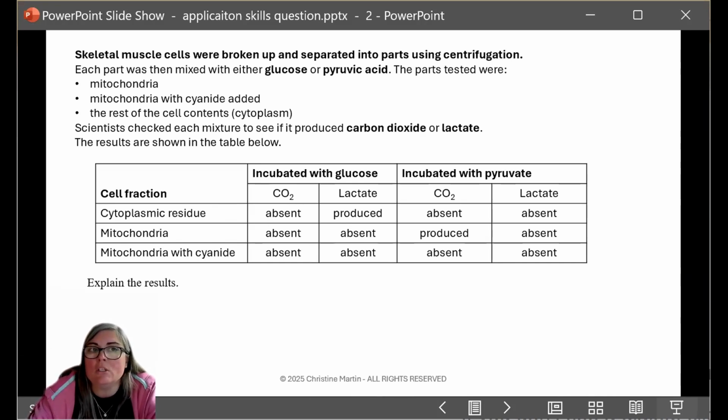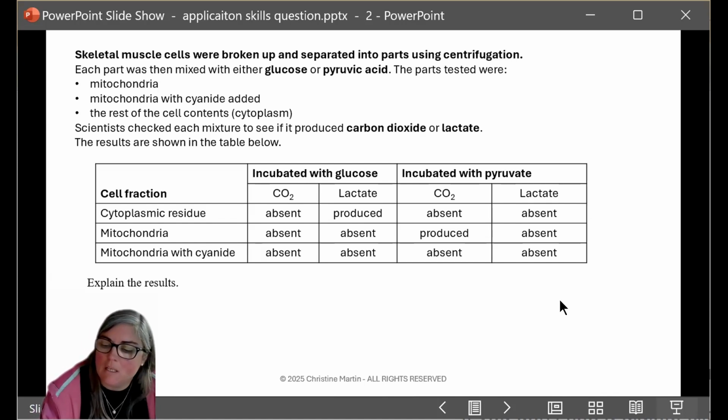So you're told in this question that skeletal muscle cells were broken up and separated into parts using centrifugation. Now, each part was then mixed with either glucose or pyruvic acid. The parts that were tested were the mitochondria with cyanide, and then the rest of the cell content, the cytoplasm. And what the scientists were checking for was to see if there was a production of carbon dioxide or a production of lactate in each of the different samples. Now, the results table has been given to you.